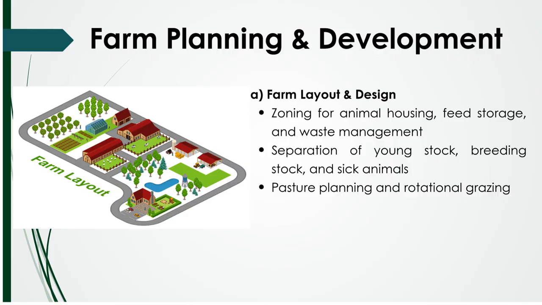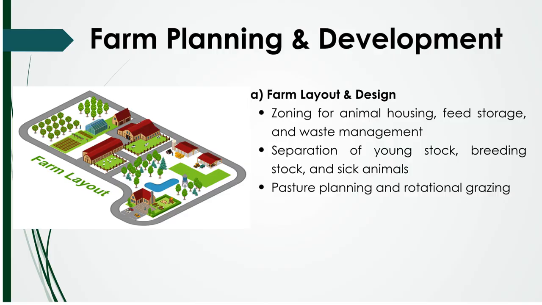So in the farm layout, you have to have zoning for animal housing, feed storage, and waste management. This is basic things. Maybe you will have other things lah, like macam office ke, garage for your machineries ke, whatever. And then separation of young stock, breeding stock, and sick animals. So in your farm, you have to have separate barns for young stock, breeding, or sick animals, or the different production stages of the animals lah.